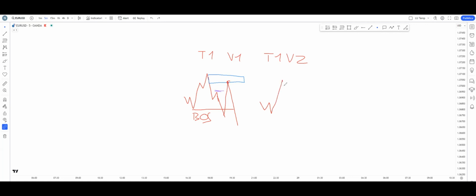Then the other one is that the BOS happens after the overall break of structure. So the trap is being made after the overall BOS. Then we can take, let's say, some short out of here targeting the low at. Those are the two variations that I use when I talk about T1, because they are simply the only two ways that this trap can form.